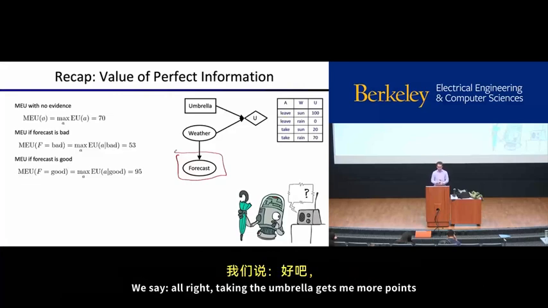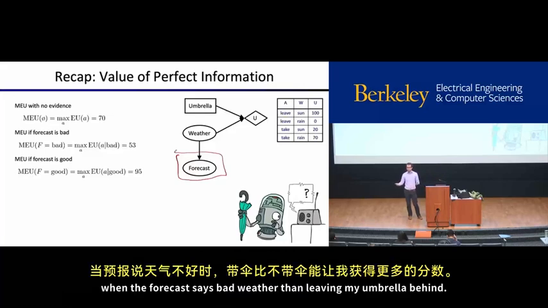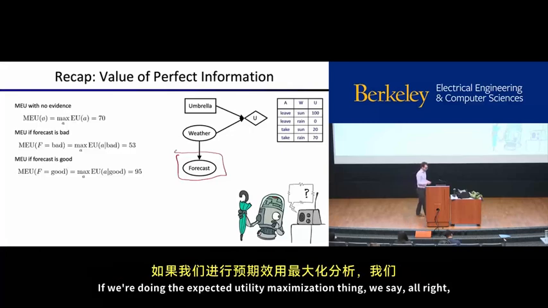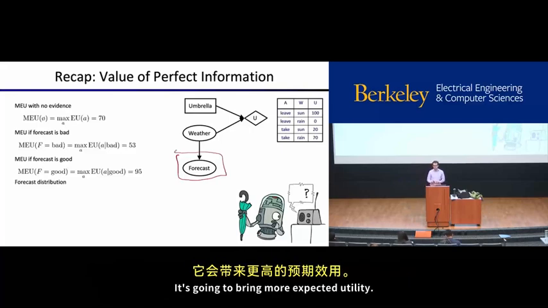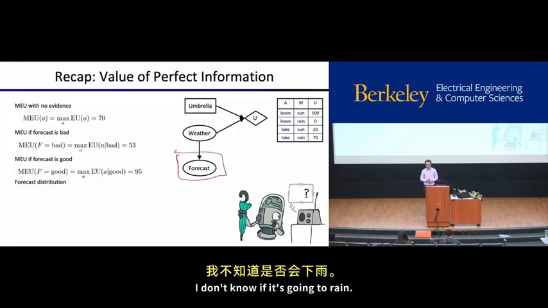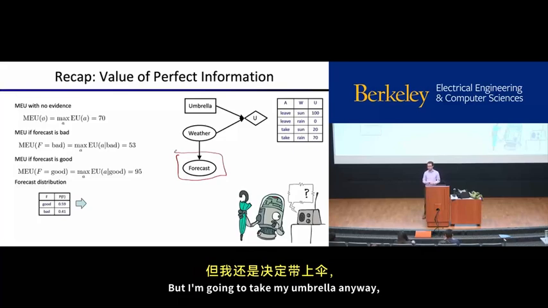So now we want to say, what's the value of knowing the forecast? Well, the forecast could be good or it could be bad. What are the probabilities of it being good? What are the probabilities of it being bad? Well, we can actually just ask our Bayesnet for these probabilities, right? We have some forecast distribution. It depends on the weather. We have some prior over the weather. So we can actually compute this table.